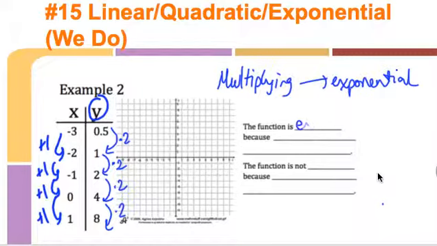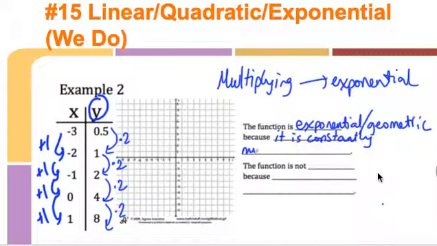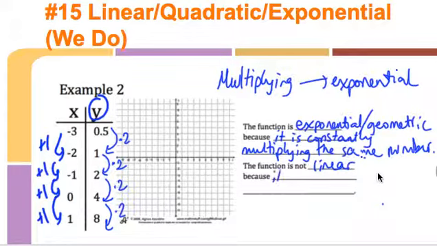So the function is exponential or geometric because it is constantly multiplying the same number. Okay, and the function is not linear because it does not create a straight line. Now let me actually prove that to you all so you can see it.